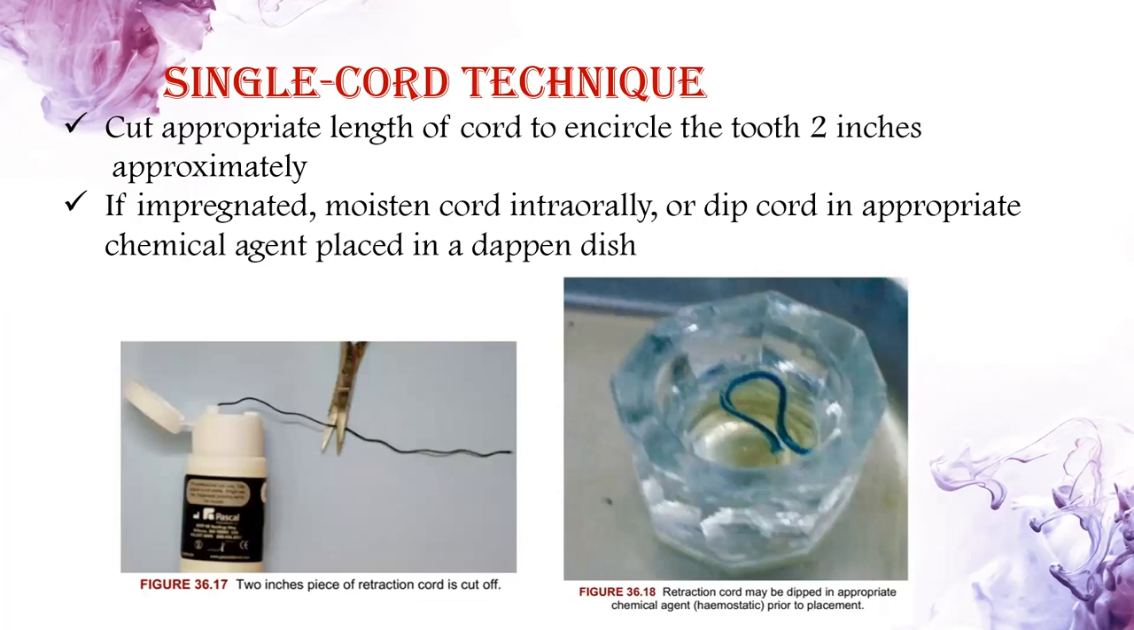Cut appropriate length to circle the tooth 2 inches appropriately. If impregnated, moisten cord intraorally or dip in an appropriate chemical agent placed in the dappen dish.